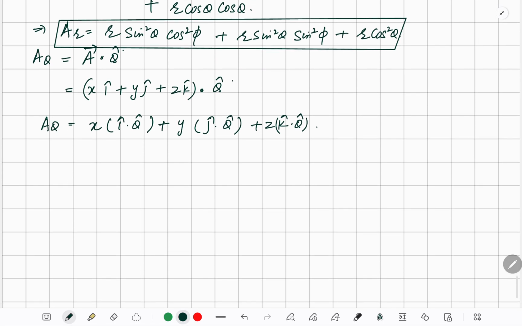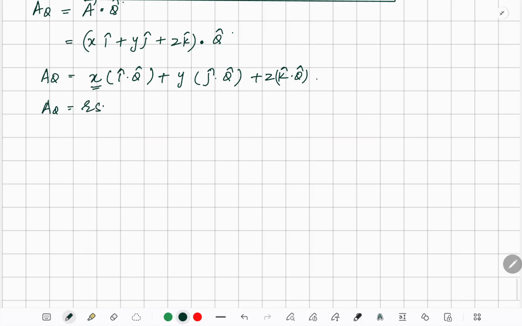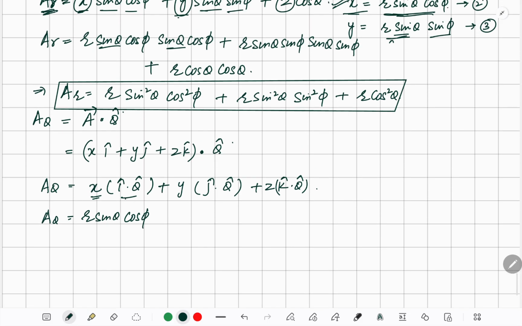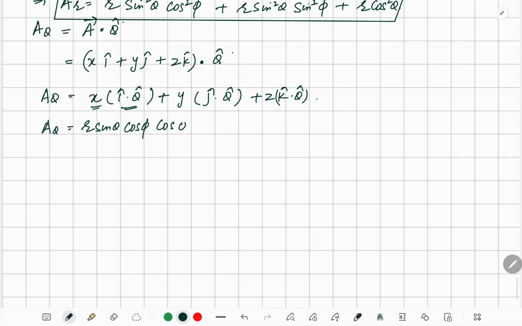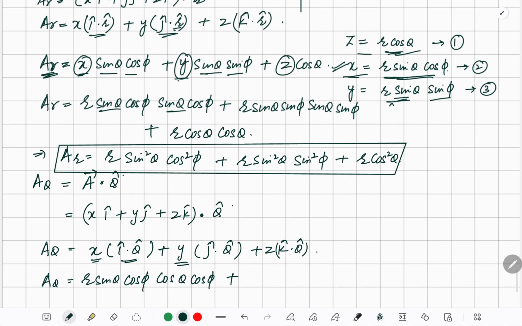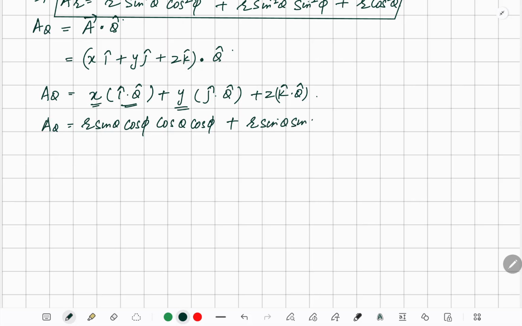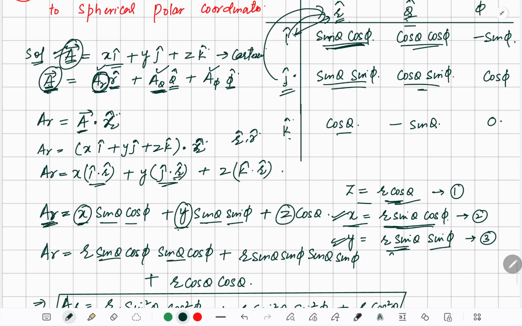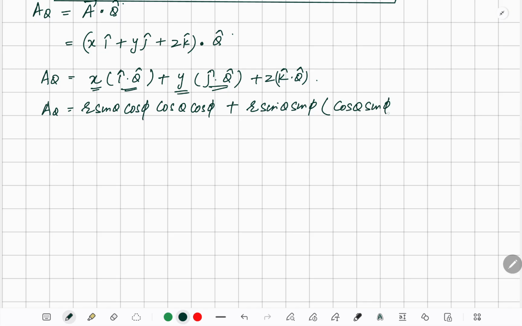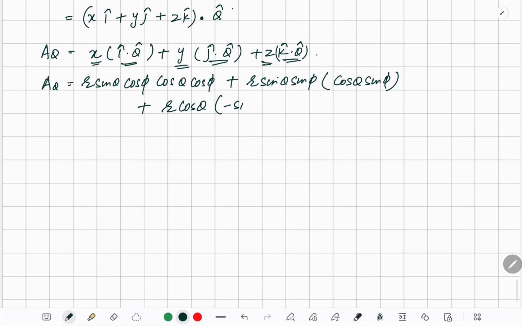So we can put a_theta equals, in place of x, r sine theta cos phi, and i cap dot theta cap is cos theta cos phi, plus in place of y r sine theta sine phi, into j cap dot theta cap, which is cos theta sine phi, plus in place of z r cos theta, and k cap dot theta cap is the second one, so minus sine theta.